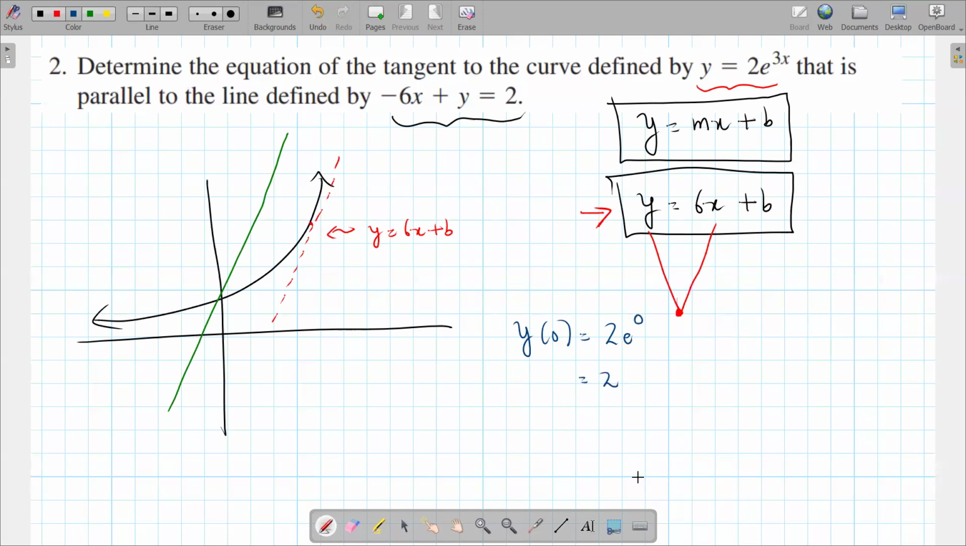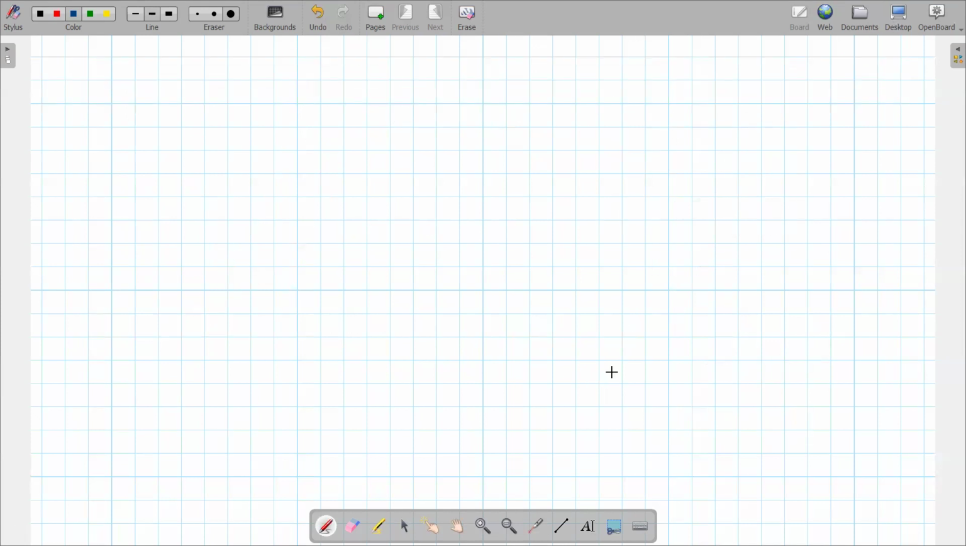So we have everything. So y is 2. X is 0, right? And that sketch is a rough sketch, so it might not align. Plus b. So b is going to be 2. And we're done. Cool. How are perpendicular lines related? The slope is the negative reciprocal.